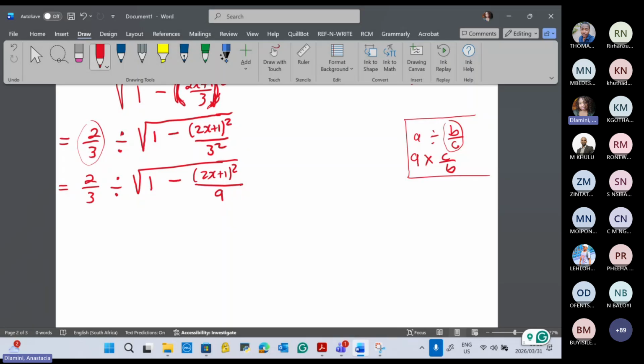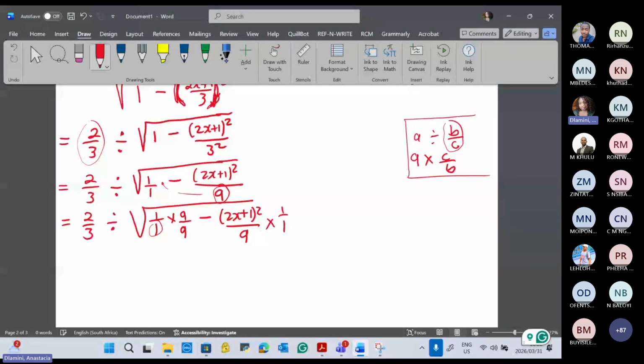We agree that 1 is the same as 1 over 1, right? Yes, 9 over 9. So this is equal to 2 over 3 divided by the square root of, and we say that if we want to make the denominator the same, we take this denominator and multiply with these. So this is 1 over 1 times 9 over 9 minus (2x plus 1) squared over 9. Then we take this one, multiply by 1 over 1. We did mention this last week.